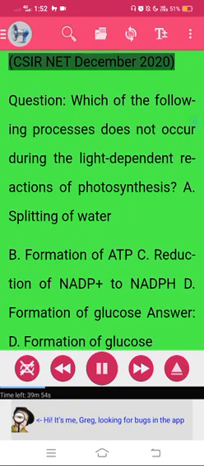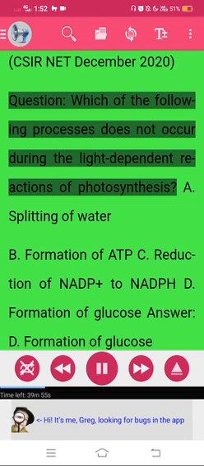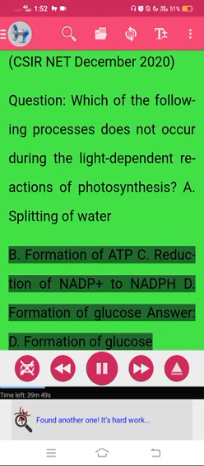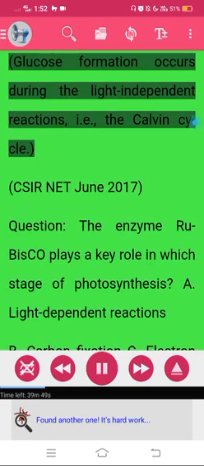CSIR NET December 2020. Question. Which of the following processes does not occur during the light-dependent reactions of photosynthesis? A, splitting of water. B, formation of ATP. C, reduction of NADP+ to NADPH. D, formation of glucose. Answer. D, formation of glucose. Glucose formation occurs during the light-independent reactions, i.e., the Calvin cycle.